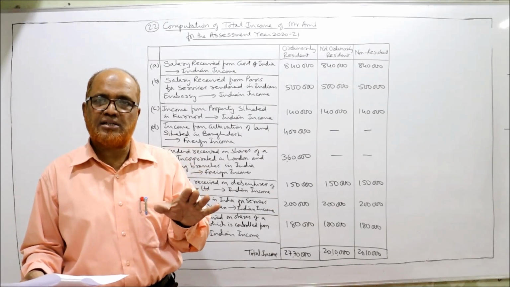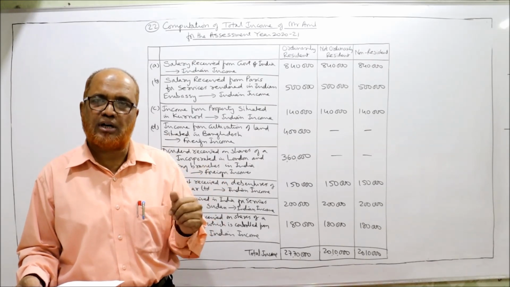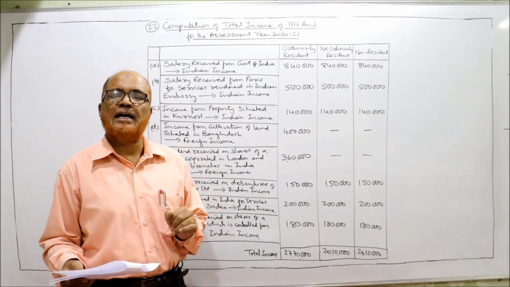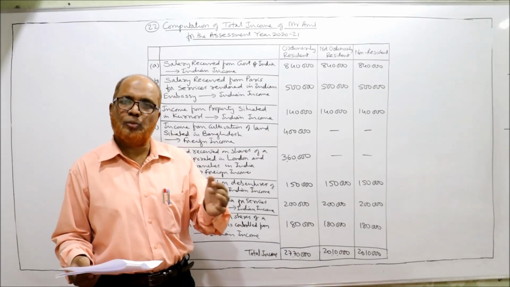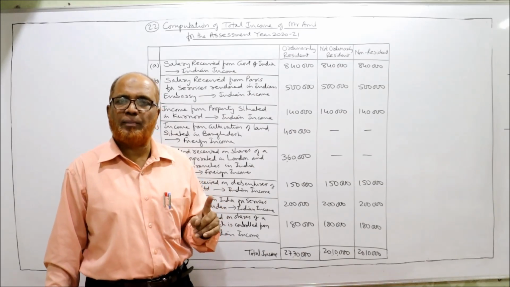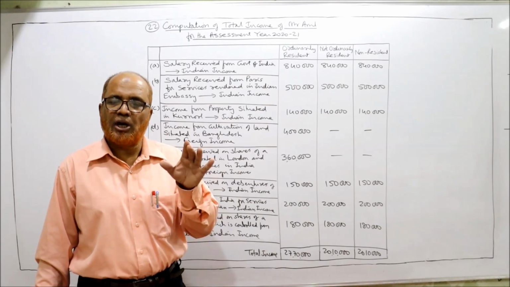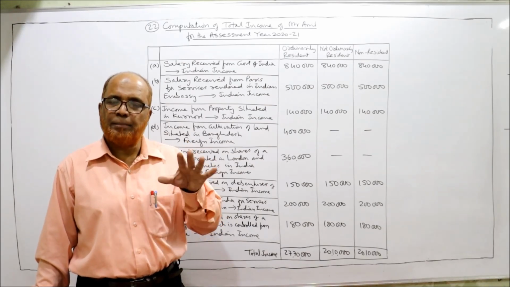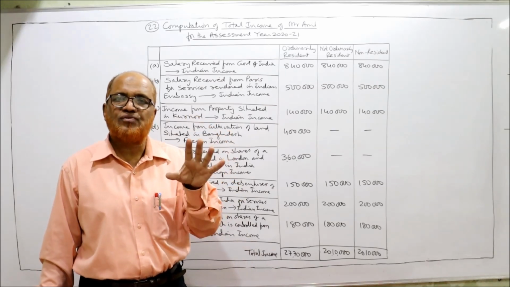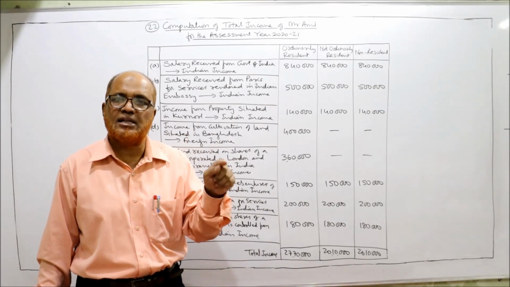If he is a resident, how much total income? If he is not ordinarily resident, how much income? And if he is a non-resident, how much is the income? That means the incidence of tax. Which income should be included? Which income should not be included? For this purpose, you remember one point. For an ordinarily resident person, the global income is taxable. That means the Indian income as well as foreign income. Any income is fully taxable in case of an ordinarily resident person.